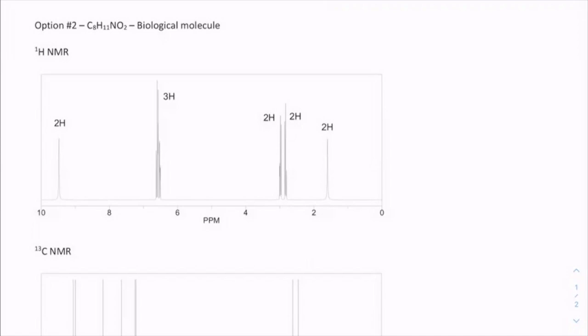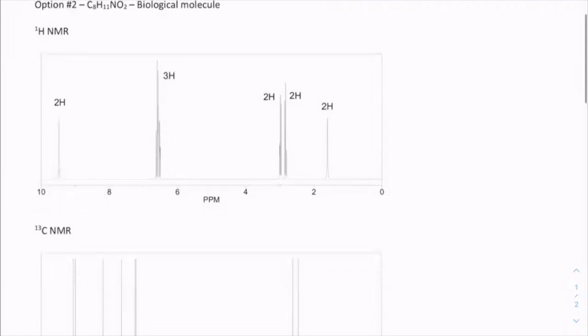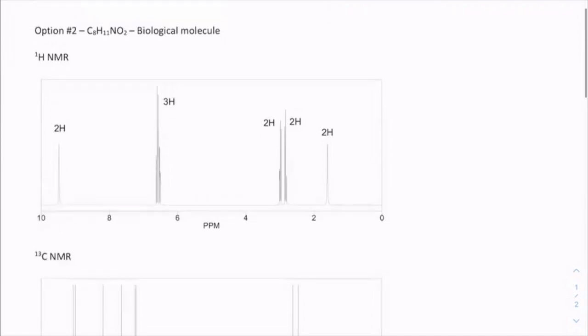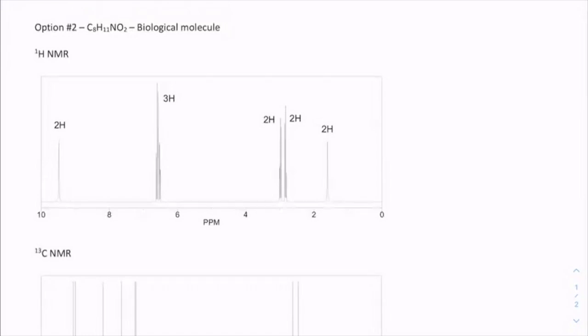It's the biological one. The antagonist. No, just the biological molecule. Oh, option 2. Yeah, it's the second one.